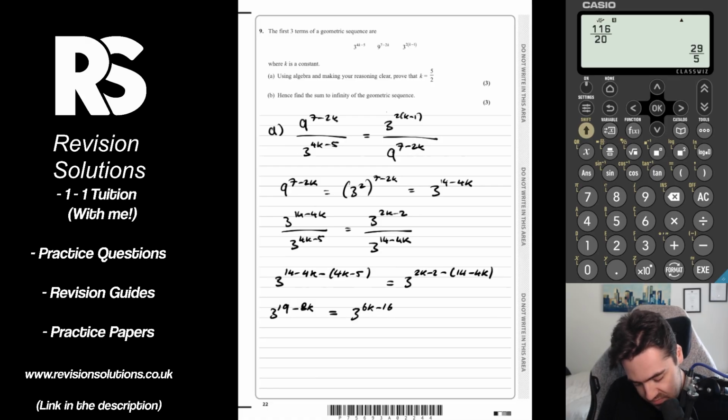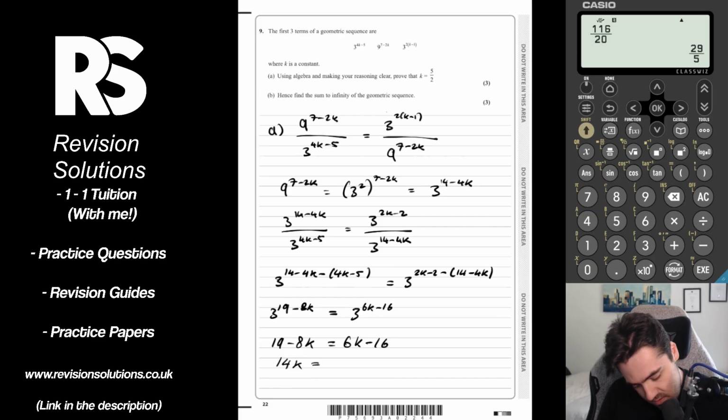And now that we've got it all in base 3 here, the powers must just be the same if this is going to work, right? So 19 minus 8k must equal 6k minus 16, which is just a simple linear equation to solve. So doing that, let's see, bring the 8k to the right, that would be 14k.